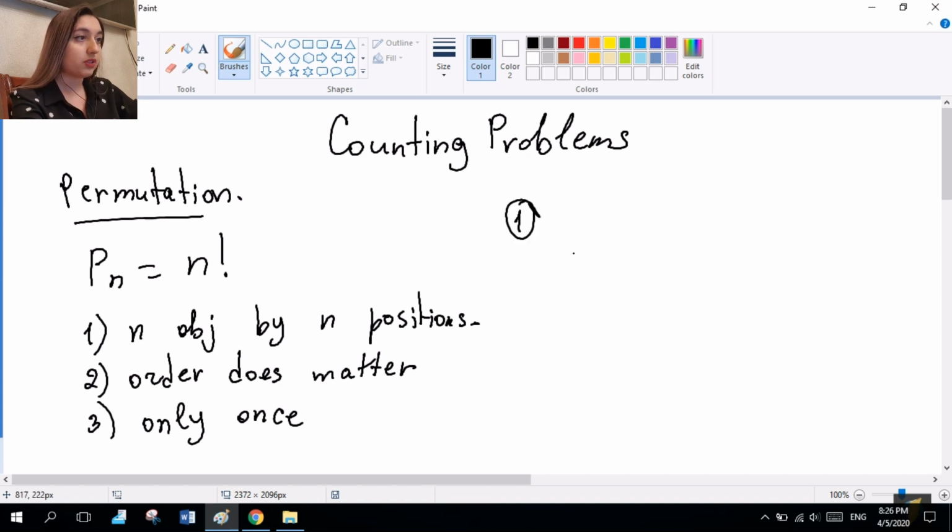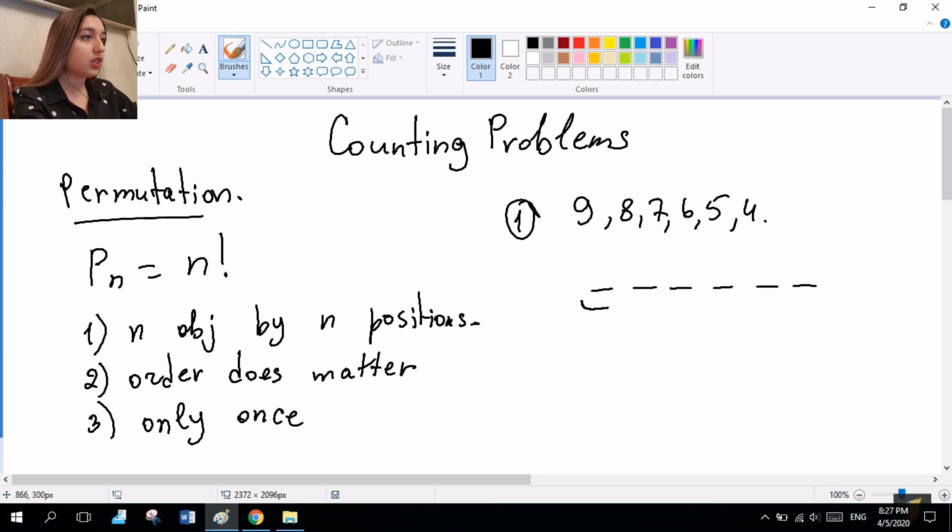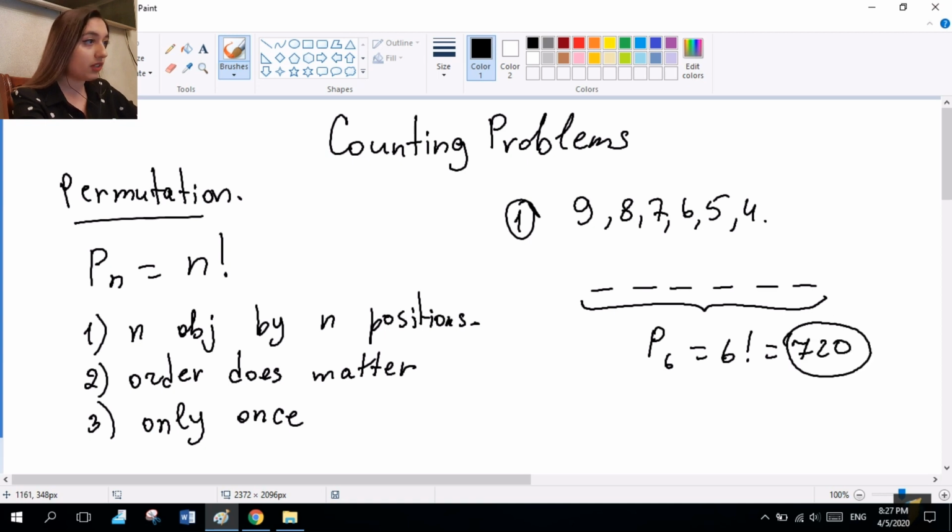Now, for example, let's solve some problems. So the first problem: how many six-digit integer numbers can be formed from the last six digits if each digit can be used only once? So we have the last six digits. They are 9, 8, 7, 6, 5, and 4. Now we have to form six-digit numbers, with places 1, 2, 3, 4, 5, 6. So we have six places and six numbers. So we have n objects by n positions, where each object has to be used only once, and their order does matter, because we are forming the numbers. So it will be just P6, because it's the permutation of six elements. So it will be just 6 factorial, which is 720.